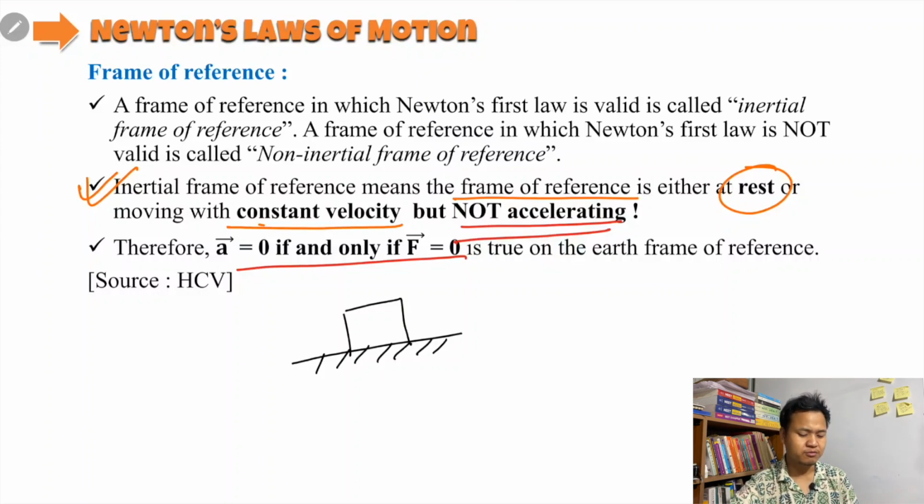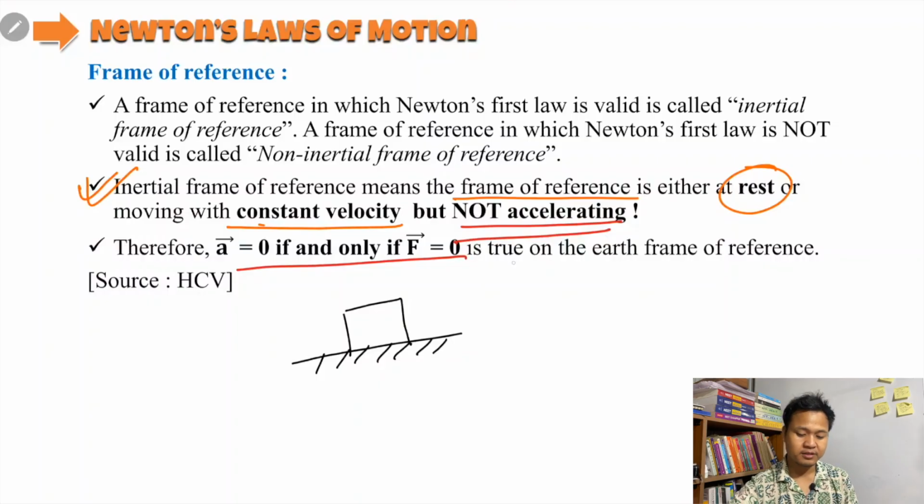But what happens when you watch that box from somewhere outside the earth, from outer space? The earth is moving, it is rotating. So if you're watching from outside the earth, you will see that after some time the box will have moved, it will have rotated some distance. But if you are sitting on the ground and looking at that box, it will be at rest with respect to you.